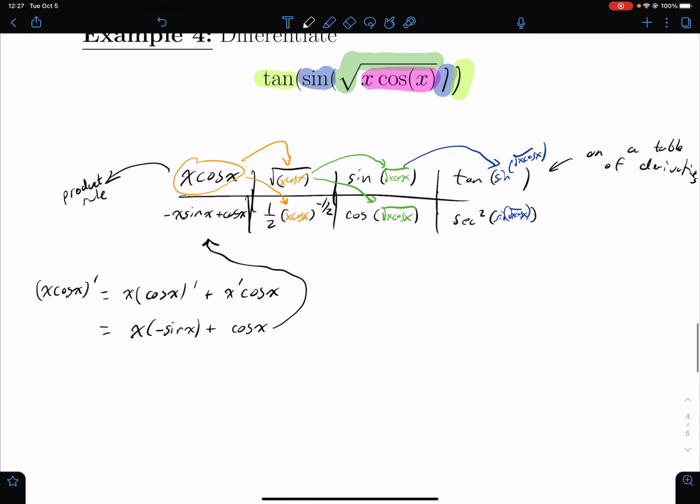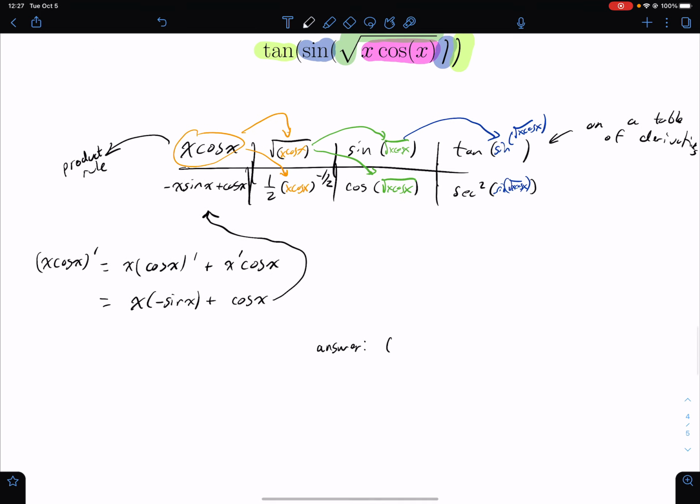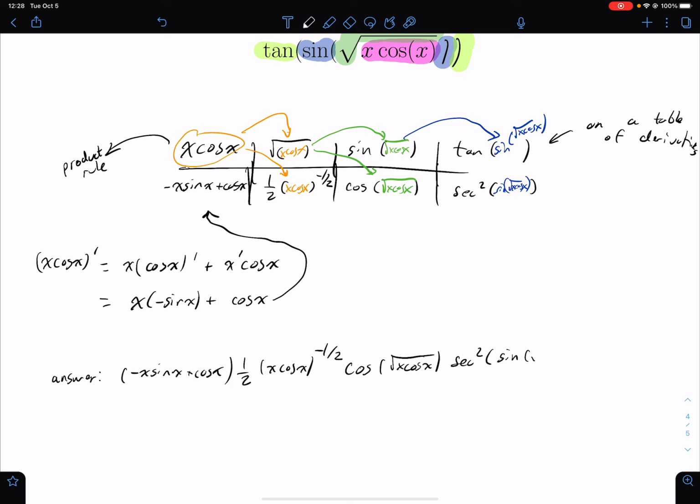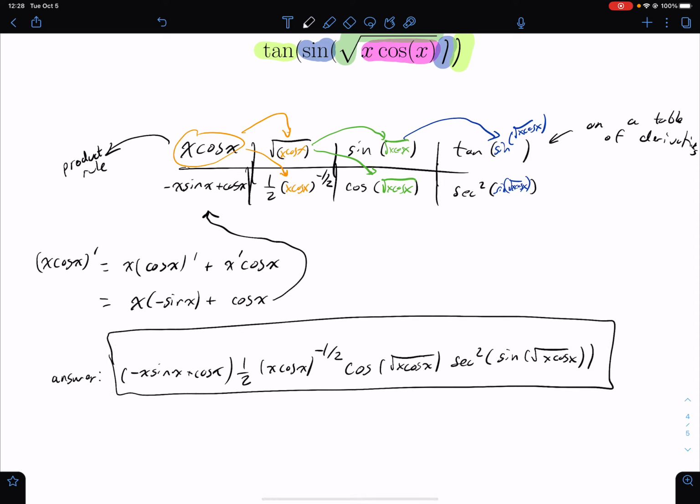That all looks nasty, but now I just have to put it all together. So the answer will be parentheses, negative x sine x plus cosine x. If you're following along at home, on paper, I apologize because I'm sliding over here because I'm out of space. Negative 1/2, cosine square root x cosine x, close parentheses, secant squared, sine square root x cosine x, close parentheses, close another parentheses, and I think that's good. So this monstrosity is the answer.